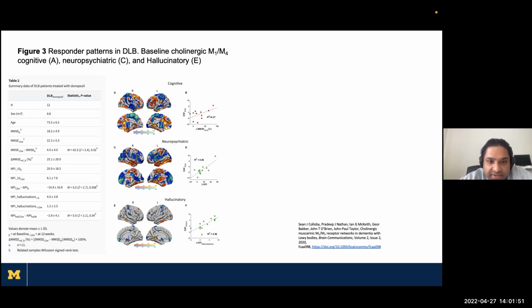Similarly, when they did it with neuropsychiatric measures, the imaging was done only at baseline. Using the total NPI score, they found an increase in fusiform, inferior, mid, and superior temporal gyrus, and striatum, whereas there was a decrease in insular, basal forebrain, and posterior cingulate area.